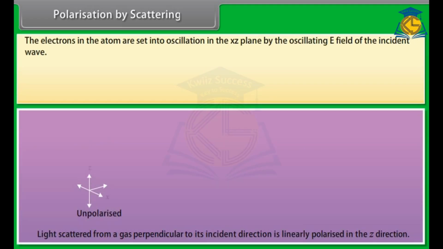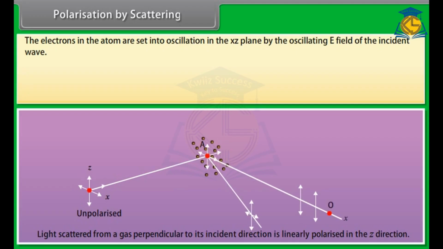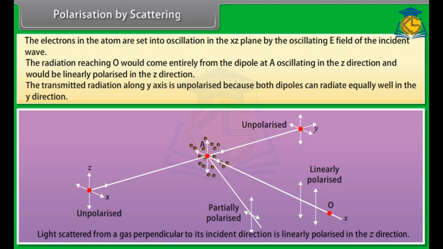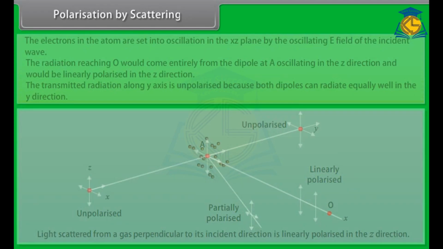The electrons in the atom are set into oscillation in the xz plane by the oscillating E field of the incident wave. The radiation reaching O would come entirely from the dipole at A oscillating in the z direction and would be linearly polarized in the z direction. The transmitted radiation along the y-axis is unpolarized because both dipoles can radiate equally well in the y direction.